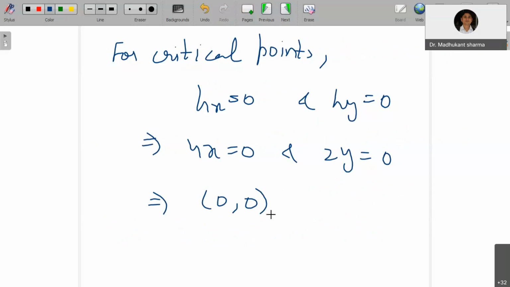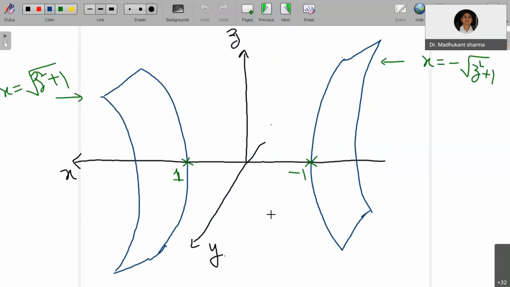But if you look at the shape of this hyperbolic cylinder, it will never cross the origin. The 0, 0 point will never come into the picture. So we are wrong somewhere. This method will not work.